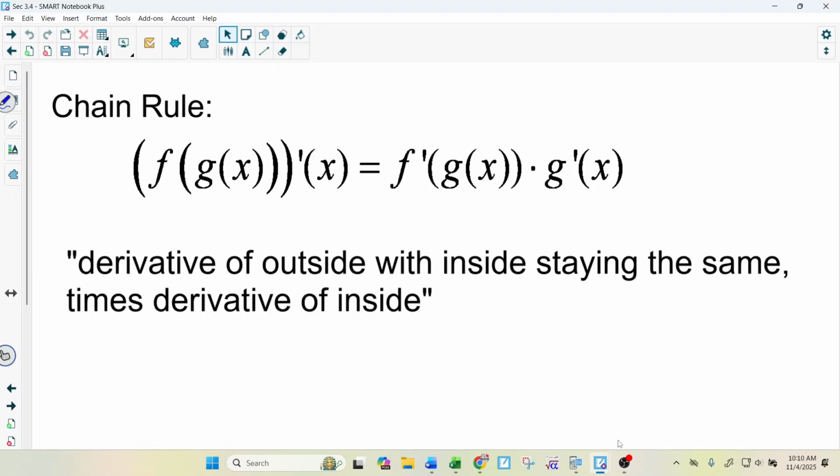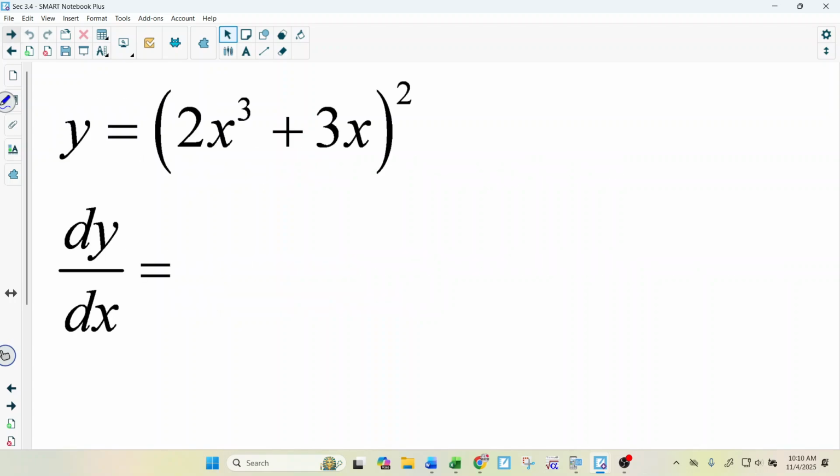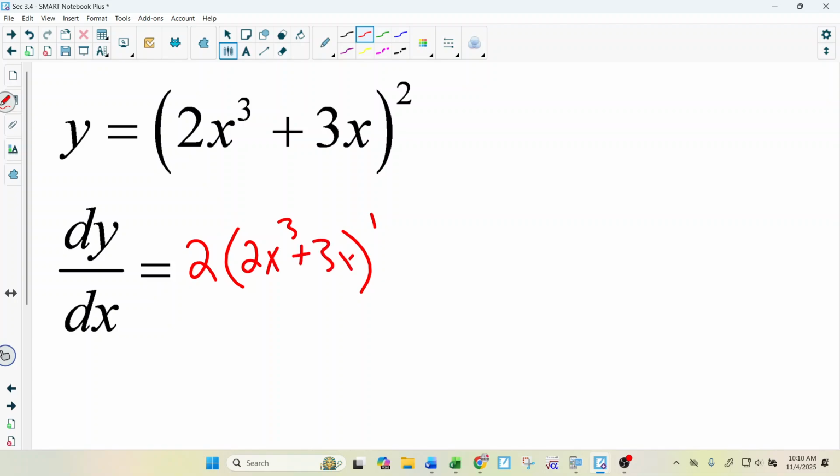All right, so chain rule: derivative of the outside, inside stays the same, times the derivative of the inside, right? As yesterday we looked at something like this. This is one of the simpler ones. We bring down the 2, subtract 1, inside stays the same, times the derivative of the inside, which is 6x squared.